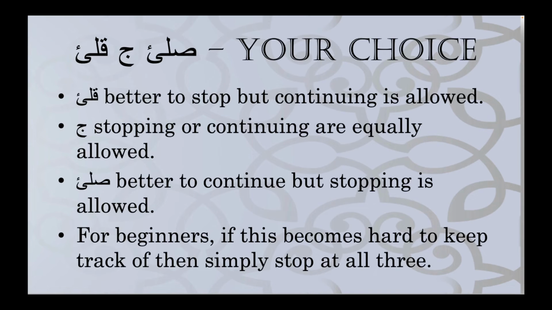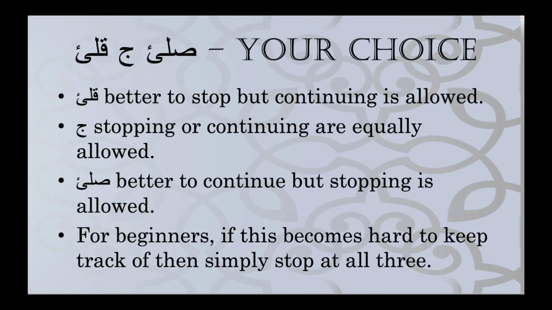The next three marks are called the qili, jim, and sili. When you see the qili, it is better to stop, but continuing is allowed. This mark indicates that, hey, you can continue, but it's better if you were to stop at this point. Jim indicates that stopping or continuing are equally allowed. No problem in either one. But when you see the sili, continuing is better, but stopping is allowed.